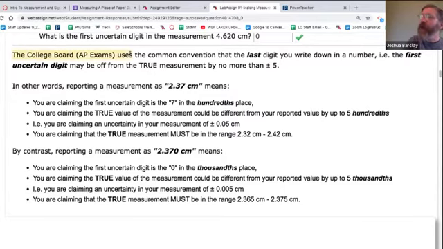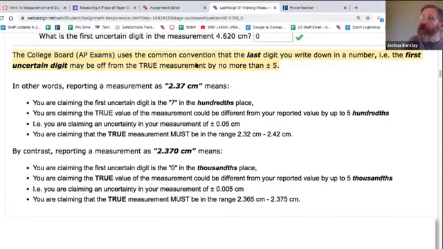The common convention, what we all agree on, is that the last digit you write down in a number, the first uncertain digit, may be off from the true measurement by no more than plus or minus 5. If you put down that last digit, you're saying, I guarantee if I make that digit higher by 5, or lower by 5, the real answer is between those two numbers.